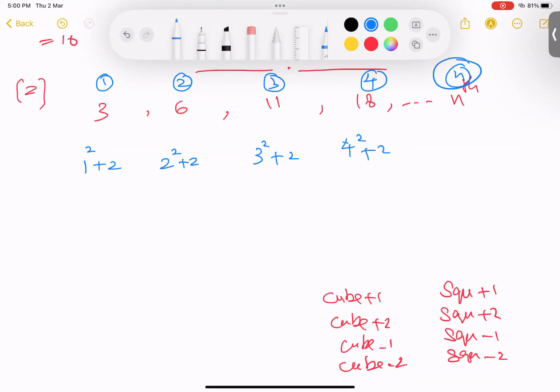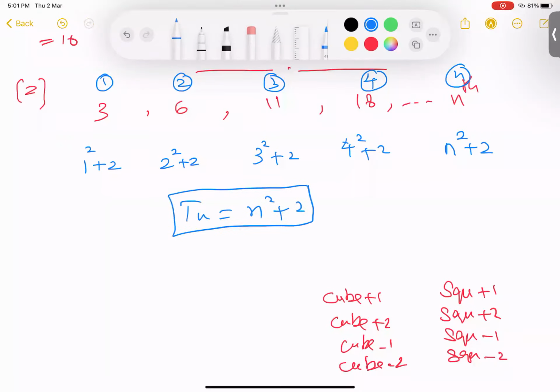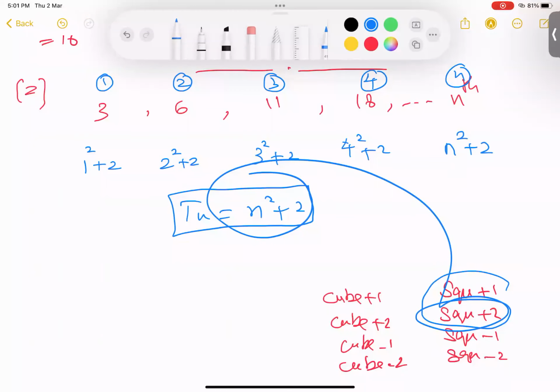Okay, what about this? Look, repeat. 2 to the power 2 plus 2. 3 to the power 2 plus 2. 4 to the power 2 plus 2. And what is here? n to the power 2 plus 2. This is my answer. I will get this answer in one jerk only, in 1 or 2 steps hardly. So you see, square plus 2 works here. So now check it, same story.